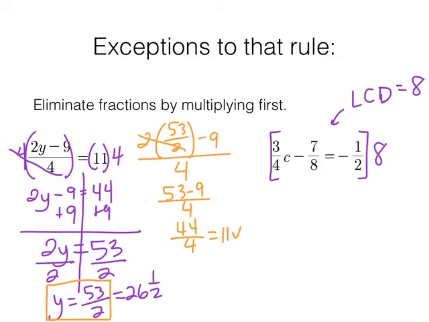Okay, look. 8 times 3/4 is 3/4 of 8. 1/4 of 8 is 2. 3 2's would be 6. So 3/4 of 8 would be 6, and then times c is going to be 6c. Minus 7/8 times 8 is 7/8 of 8. Well, that's easy. That's 7. The denominators would cancel. And then finally 1/2 of 8. That's 4.